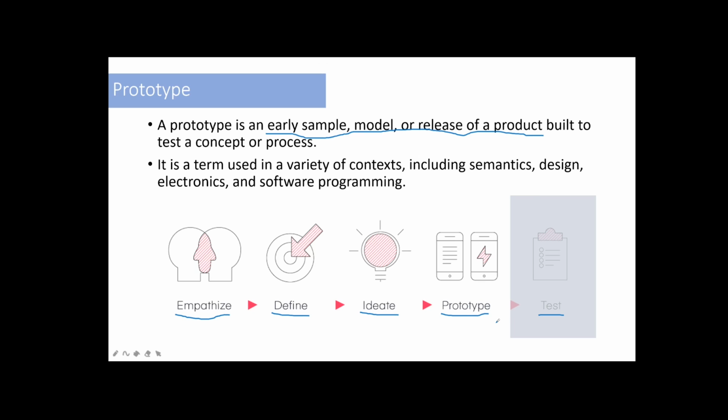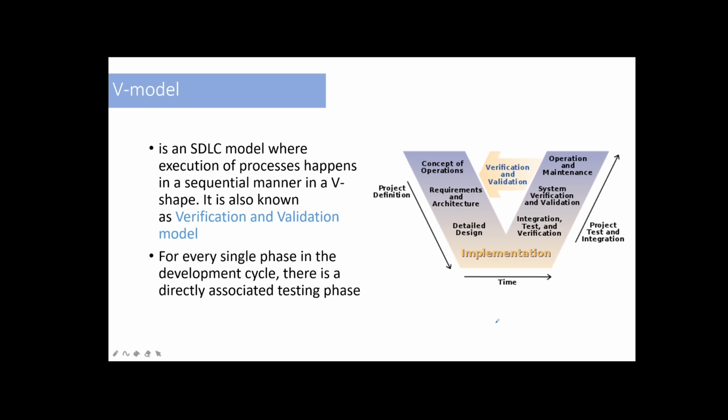And another will be the V model. So it is an SDLC model where execution of processes happen in a sequential manner, in a V shape. It is also known as verification and validation model. The corresponding testing phase of the development is planned in parallel.